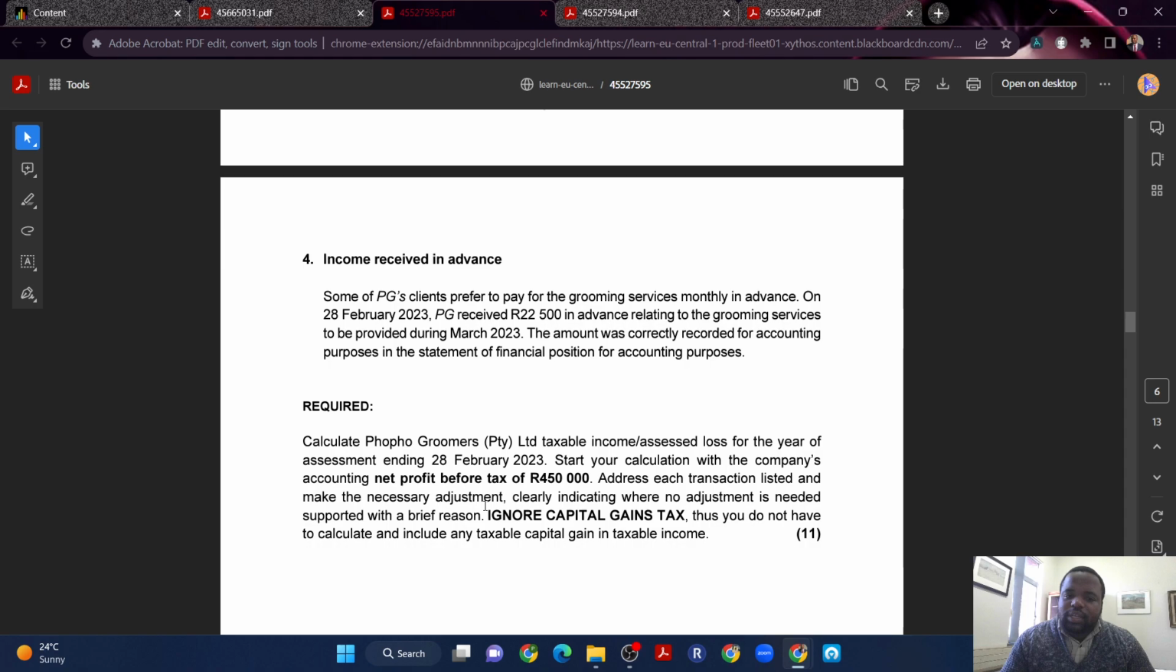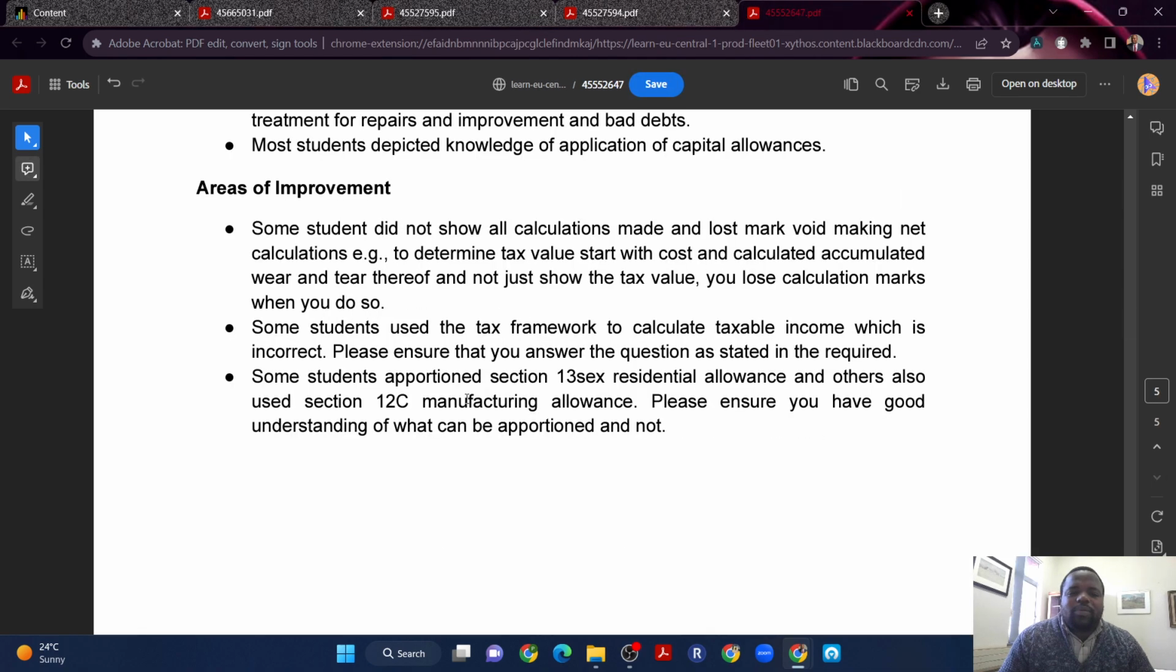So we're already giving you a clue there that you don't follow the normal route of gross income, exempt income, deductions, capital allowances. Start here. That's what they require. It says start with net profit before tax, and from this amount, address each transaction listed and make the necessary adjustments. So I feel like even the required was very clear in that regard. But yeah, I guess maybe more practice, guys. You just need more practice, and then you'll be fine.